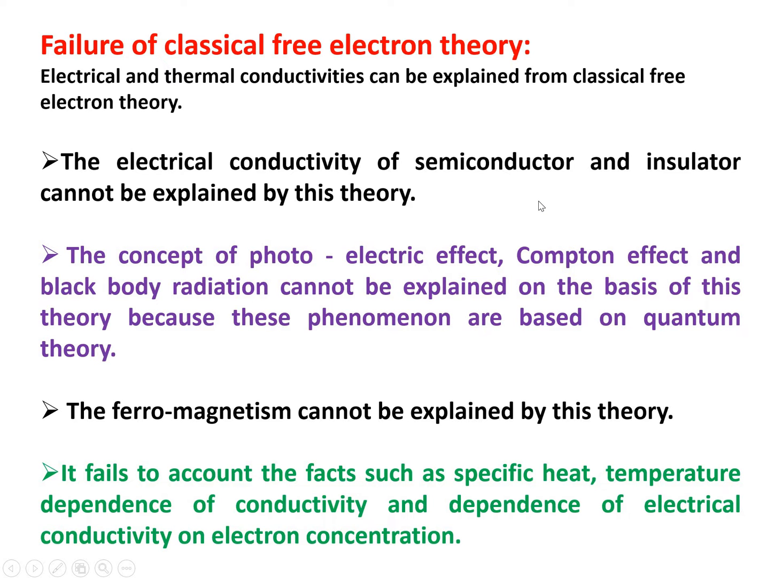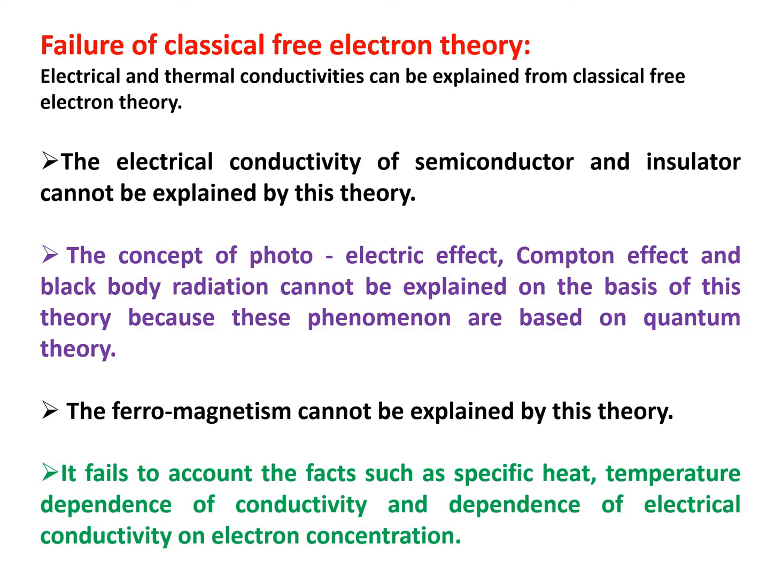There are failures of this classical free electron theory. The electrical conductivity of semiconductors and insulators cannot be explained by this theory, because some are acting like conductors, some are acting like insulators, some are acting like semiconductors. The reason could not be explained by this free electron theory. The concepts of photoelectric effect, Compton effect and blackbody radiation cannot be explained on the basis of this theory because these phenomena are based on quantum theory. Ferromagnetism cannot be explained by this theory.